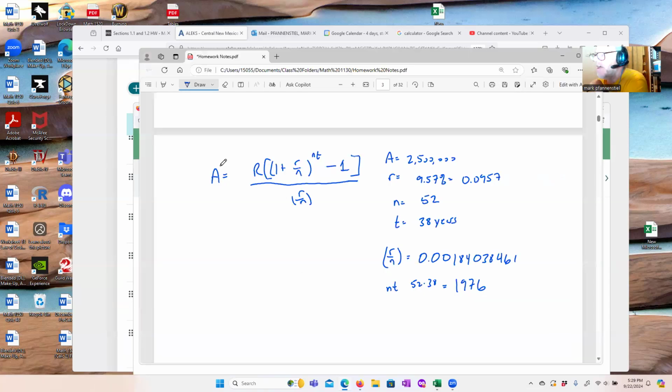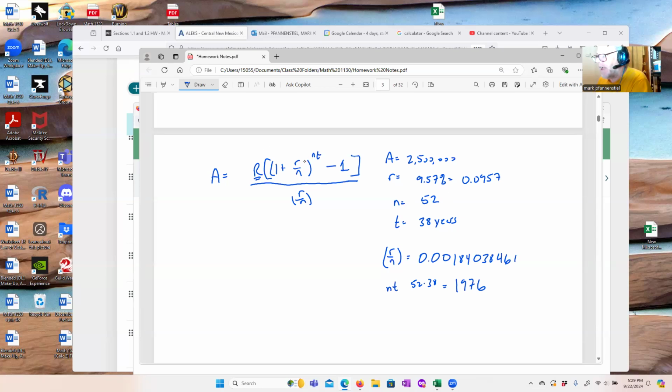I wrote down annuity, so I'm writing down the annuity formula. That's the first thing I'm going to do. Now we realize A is the future value, 2,500,000. We have to figure out R, we don't know what that is yet, so we might underline it. We're going to figure this big capital R out. Our little r is 9.57%, 0.0957. N was 52 because it's weekly, 52 weeks in a year. T is 38 years. All of the stuff was given.